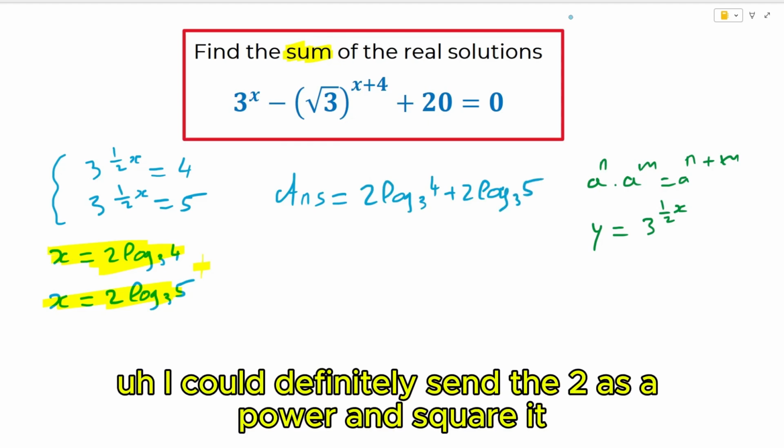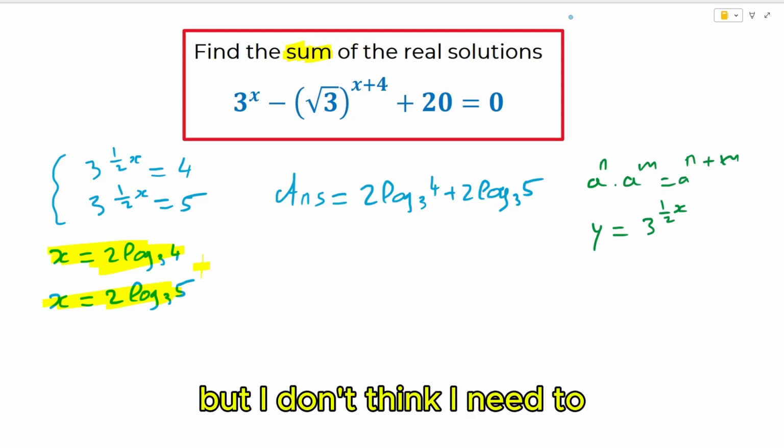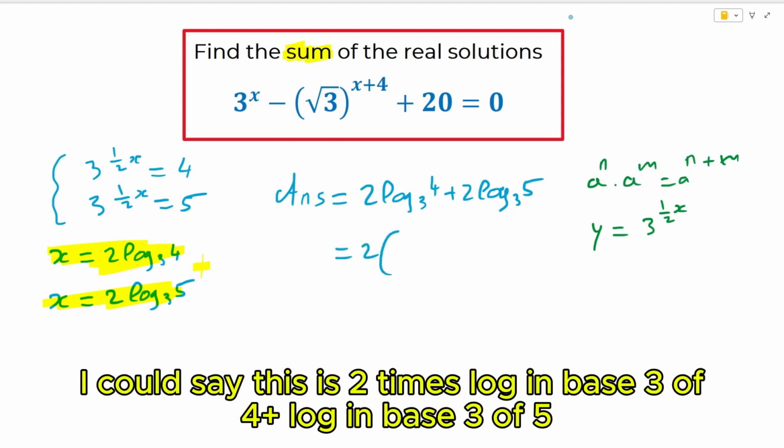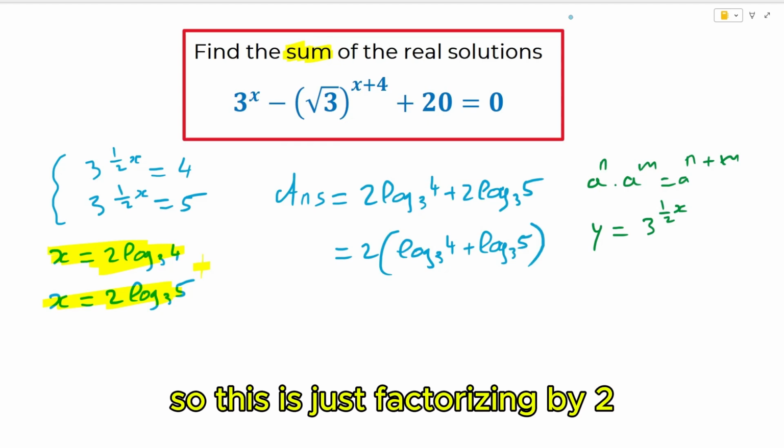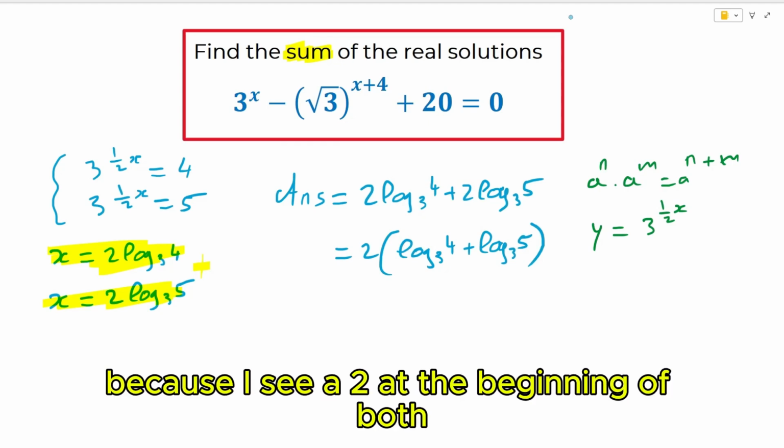I could definitely send the 2 as a power and square it, but I don't think I need to. I could say this is 2 times log in base 3 of 4 plus log in base 3 of 5. So this is just factorizing by 2 because I see a 2 at the beginning of both.